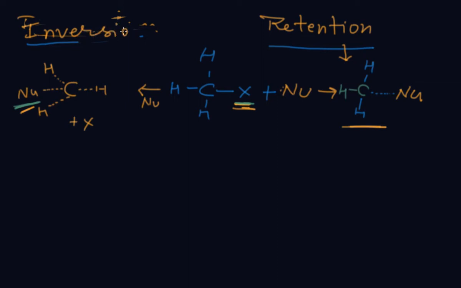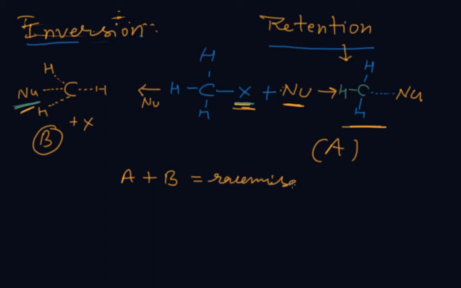Inversion is the character of SN2, and retention is the character of SN1. Suppose this is A and this is B, the products we get after the nucleophile attacks the alkyl halide. If I get both A plus B, that is known as racemization. And racemization is also a character of SN1. As I told you earlier, why does racemization happen?